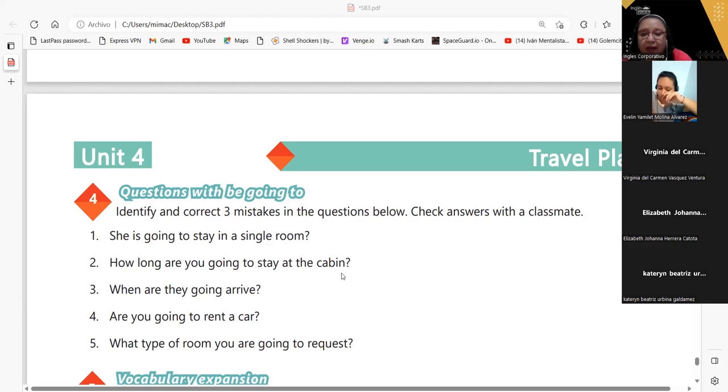When are they going to arrive? Is it correct or incorrect? Creo que es correct. No, incorrect. Yeah, because you need to say, when are they going to arrive? Oh, sí. When are they going to arrive? Okay. Sí, when. And between two verbs, to. When are they going to arrive? What about number four? Are you going to rent a car?